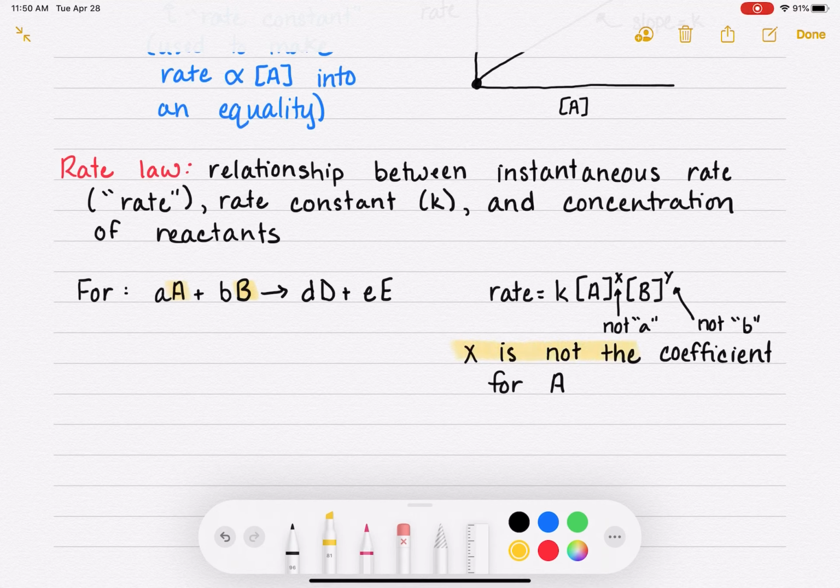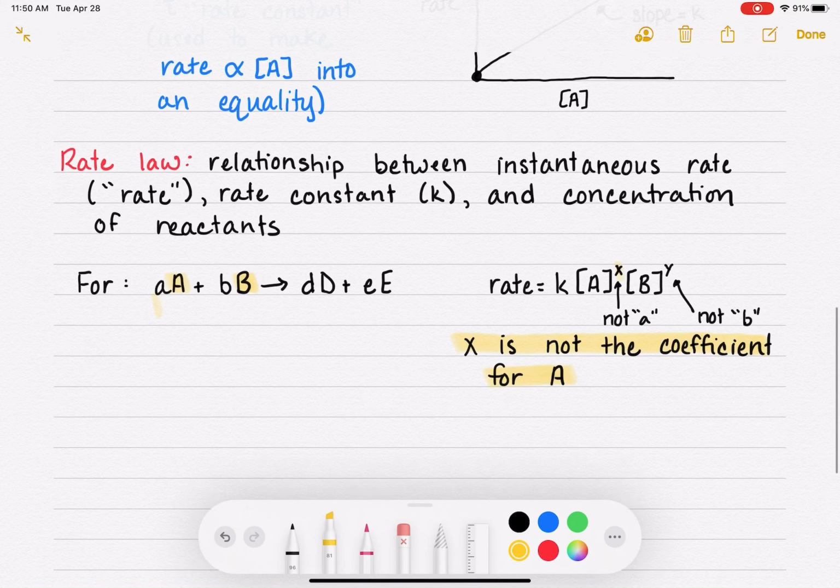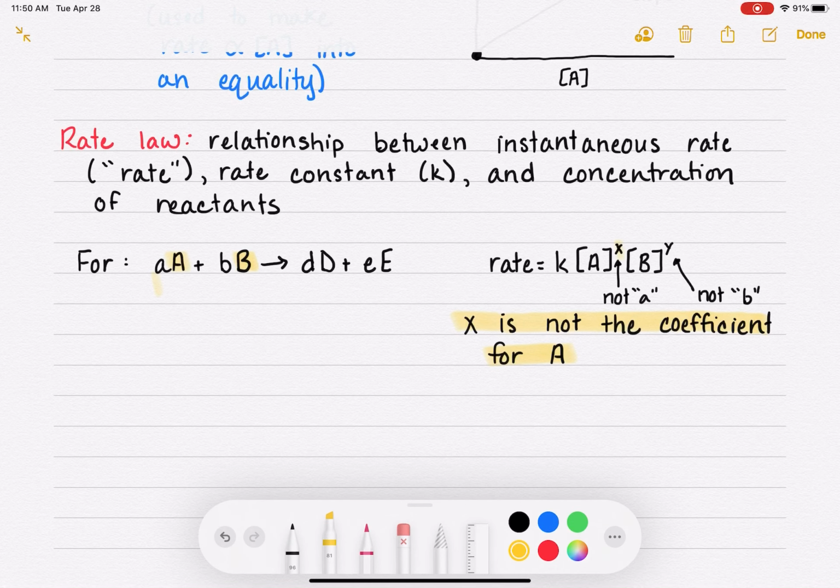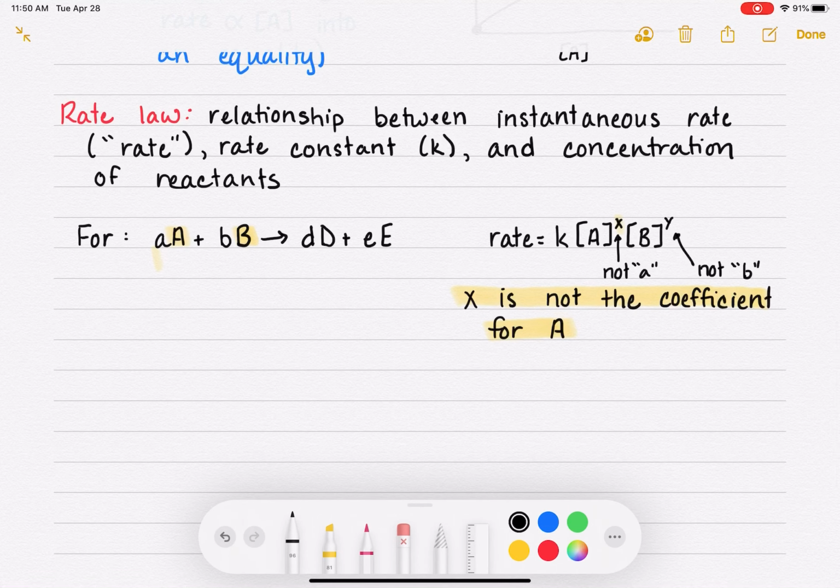And this is something that is really, really confusing for a lot of students. And one of the reasons why it is so confusing is because many times the numerical value of x and the stoichiometric coefficient are the same. So if little a is a 2, there's a pretty good chance that x is also going to be a 2. But they're still not the same number. x does not come from A, and y does not come from B. So try to not let that confuse you. x and y are called the orders of the reaction.